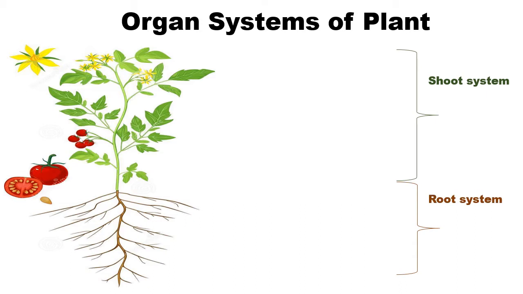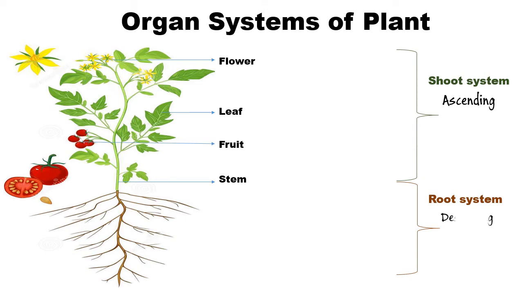The shoot system is the ascending portion of the plant. It means it grows upward and above the ground. It consists of stem, leaf, flower and fruit.